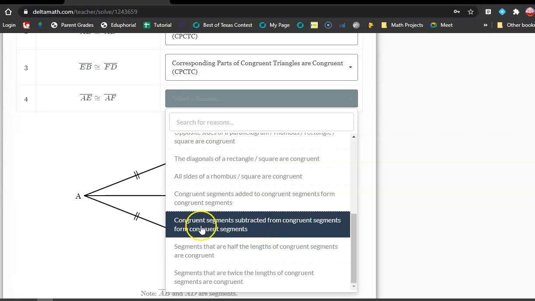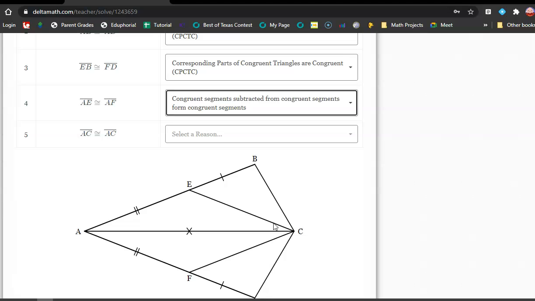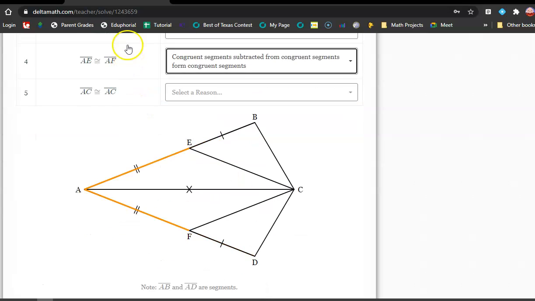Congruent segments added. There we go. Congruent segments subtracted from congruent segments form congruent segments. Because if I subtract EB and FD from AB and AD, I'll get those. Okay? Because they were all congruent to each other. It's kind of like subtracting the same thing from both sides of an equation.